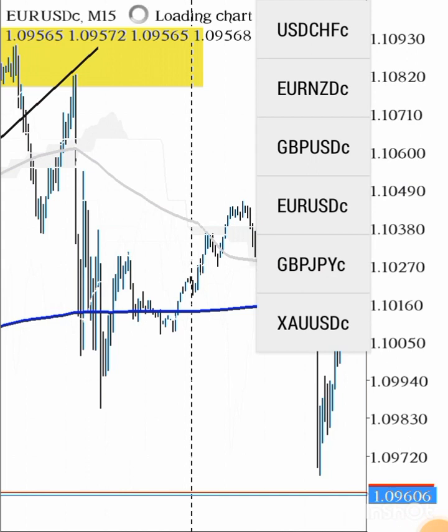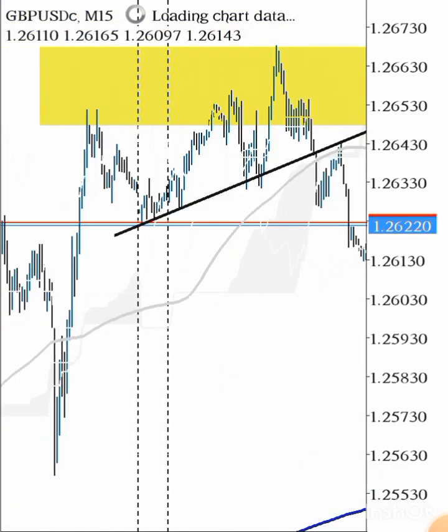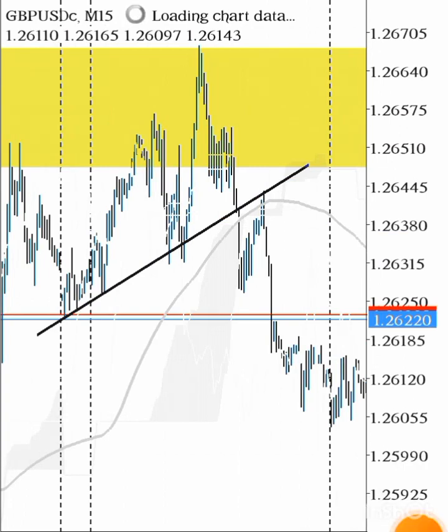I also used it on GBP/USD last week. I was able to connect my trend line. Mind you, whenever you are connecting your trend line, 2 touches is enough.